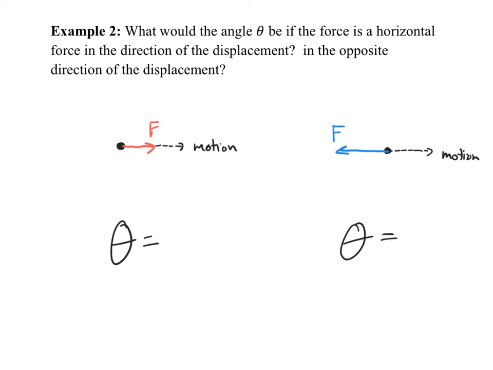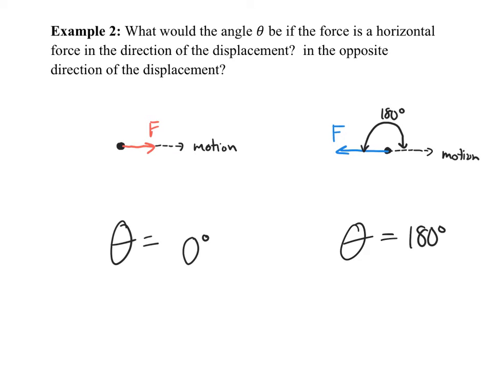Christina? 0. Which one? On the left or right? On the left. Good. How come not on the right, Christina? The angle on the right is 180. Think about that logically, right? This is the angle between the force and the direction of motion. It's 180 degrees. But the other one had an angle of 0 because literally that's a 0 degree angle.